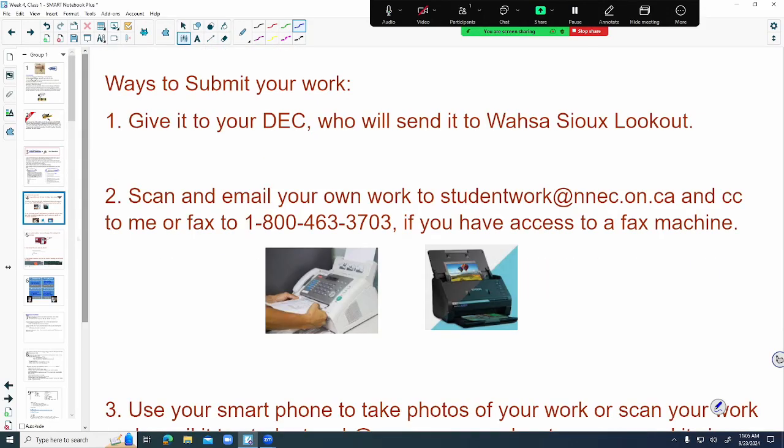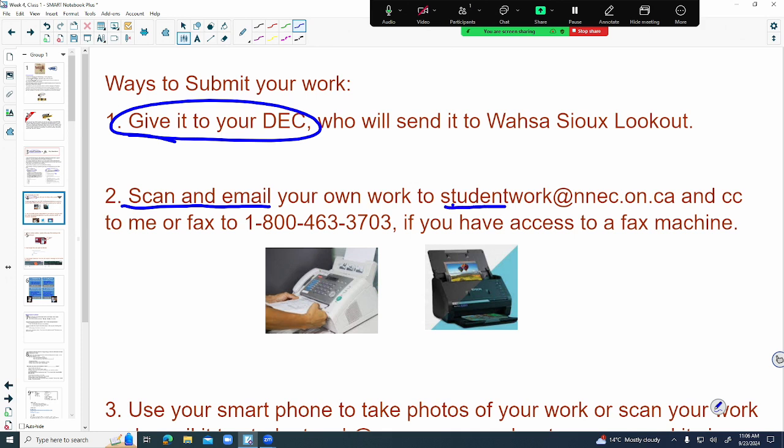For submitting your work, there are several different ways to do it. You can give your work to your DEC, and your DEC will send it out to us here in Sioux Lookout. If your learning center is closed for whatever reason, you don't have a learning center, or your DEC is away, then you can submit your own work. One way is, if you have access to a scanner, you can scan and email your work to studentwork@nnec.on.ca. That's the email address. And make sure that you CC it to me. Or if you have access to a fax machine, you can fax it to our toll-free number.